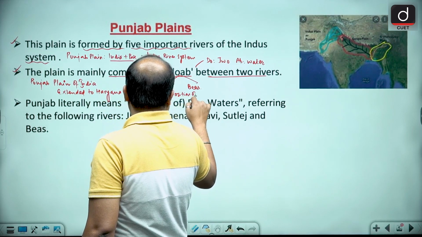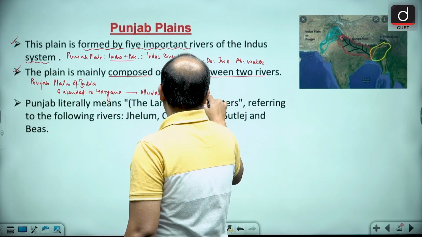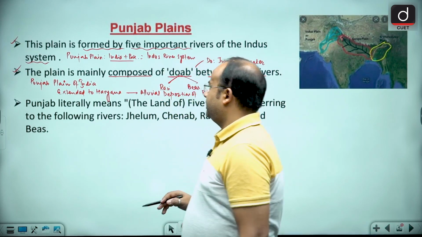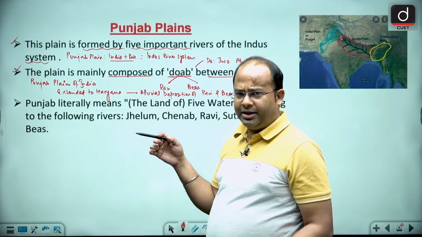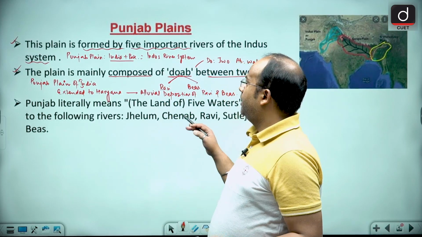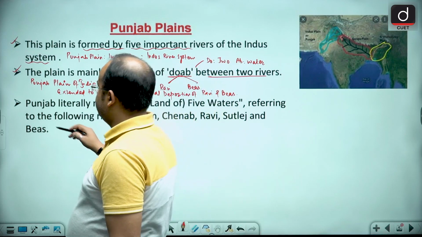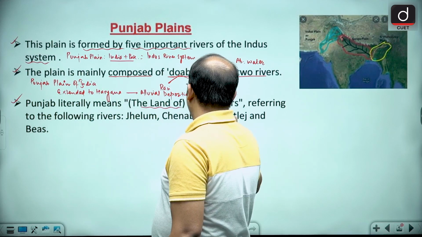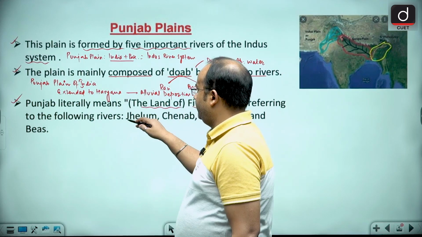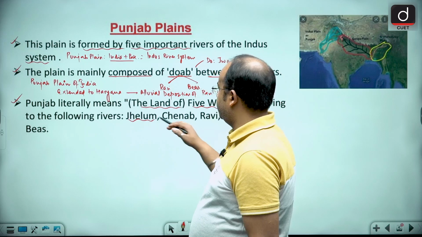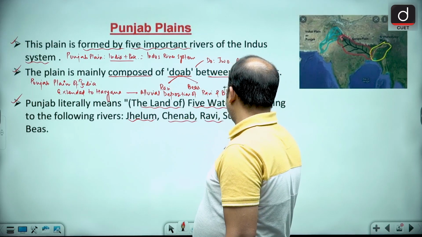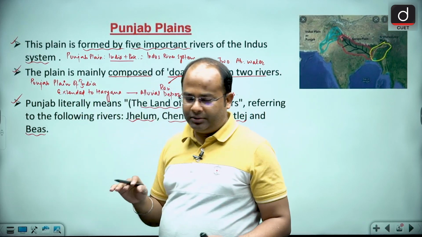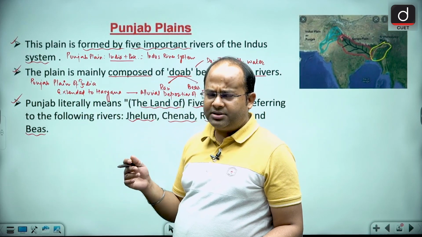Deposition of these two rivers, Ravi and Beas. Other than these, if you find Punjab, I have said that it is due to Punjab plus the tributaries of Punjab. And what Punjab exactly means is the land of five waters. And which water bodies are there? So Jhelum, Chenab, Ravi, Satluj and Beas. These are the five rivers, which combinedly form this Indus river system.